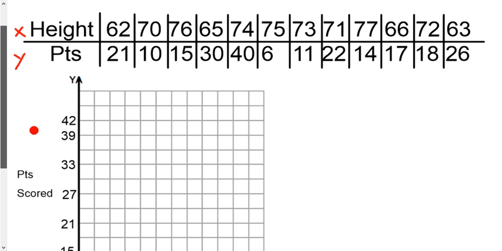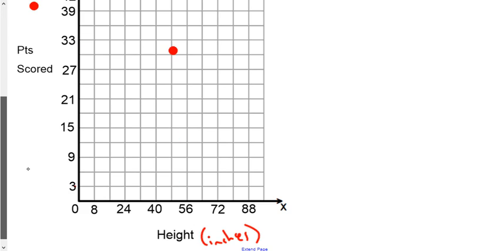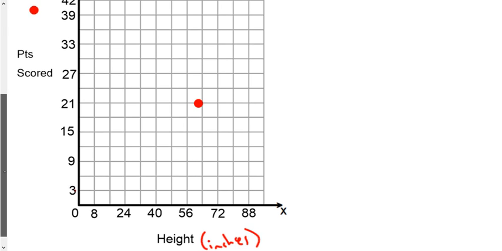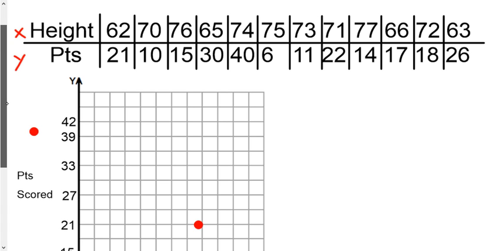Now, this red dot doesn't mean anything. It's just the dot that I have that I can come over here and grab and move wherever I want. So let's graph the first one. The height is 62, and the points is 21. So I come down here to the height where 62 is. Let's see, this is going up by 8s. 0, 8, 16, 24, 32, 40, 48, 56, 64, and we want 62, so it'll be right before this line. And they said it was 21. So height 62, points 21.